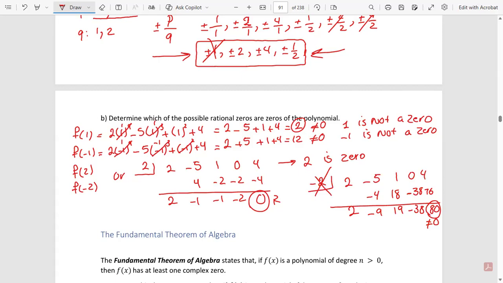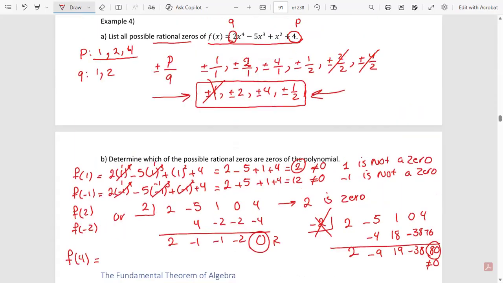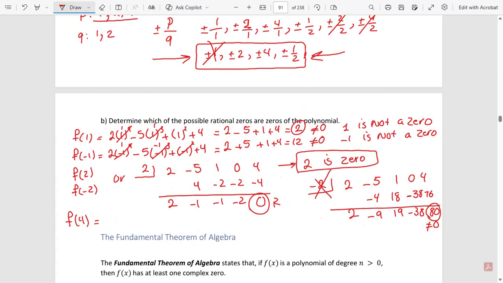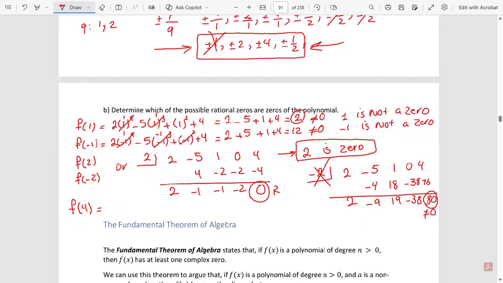I can try for 4. I can use synthetic division, or I can replace all of the x's by 4, for negative 4, positive 1/2, and negative 1/2. And since this is a fourth degree polynomial, you have at most 4 zeros. You found one of them, so you may be able to find the other three as well from positive 4, negative 4, positive 1/2, and negative 1/2.